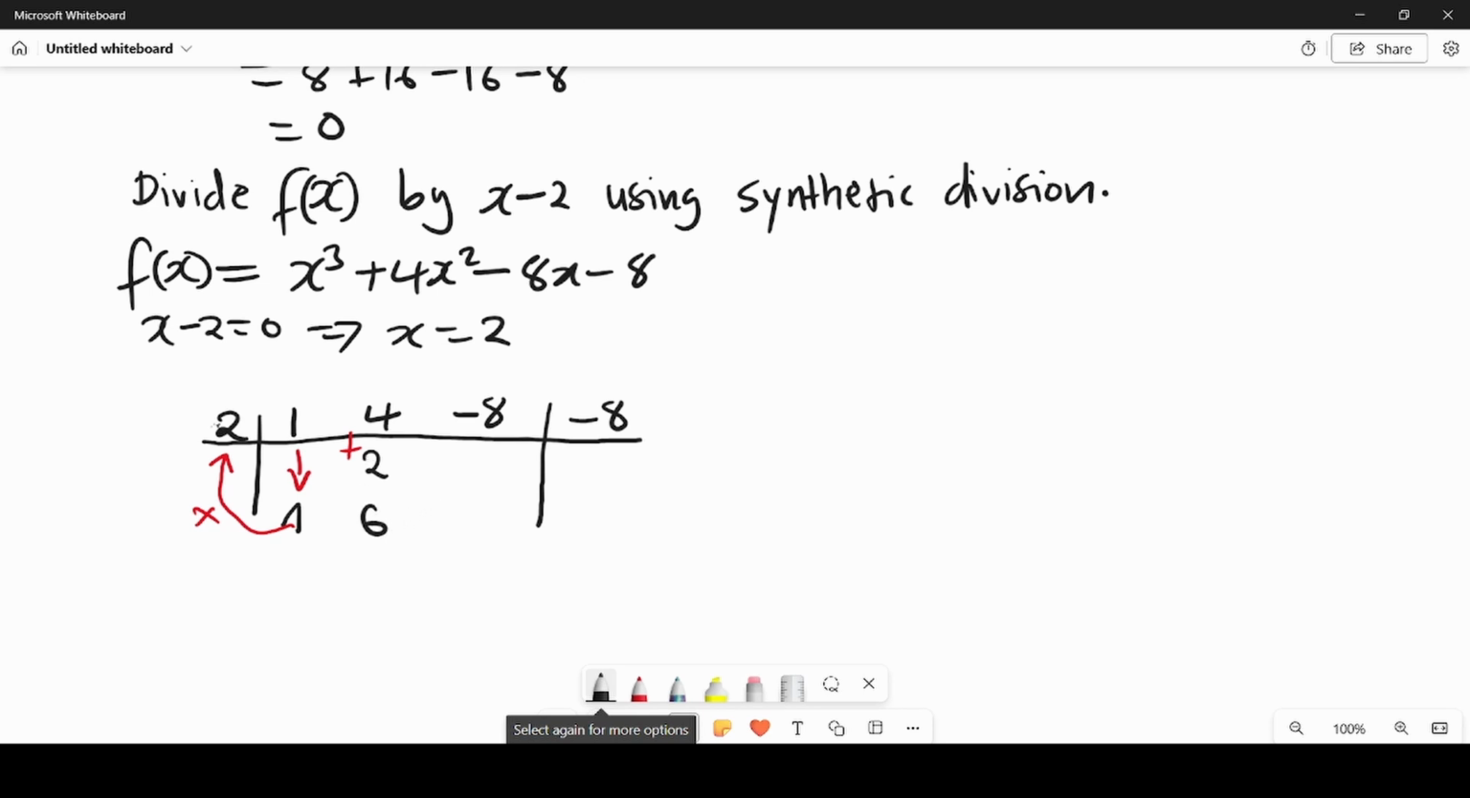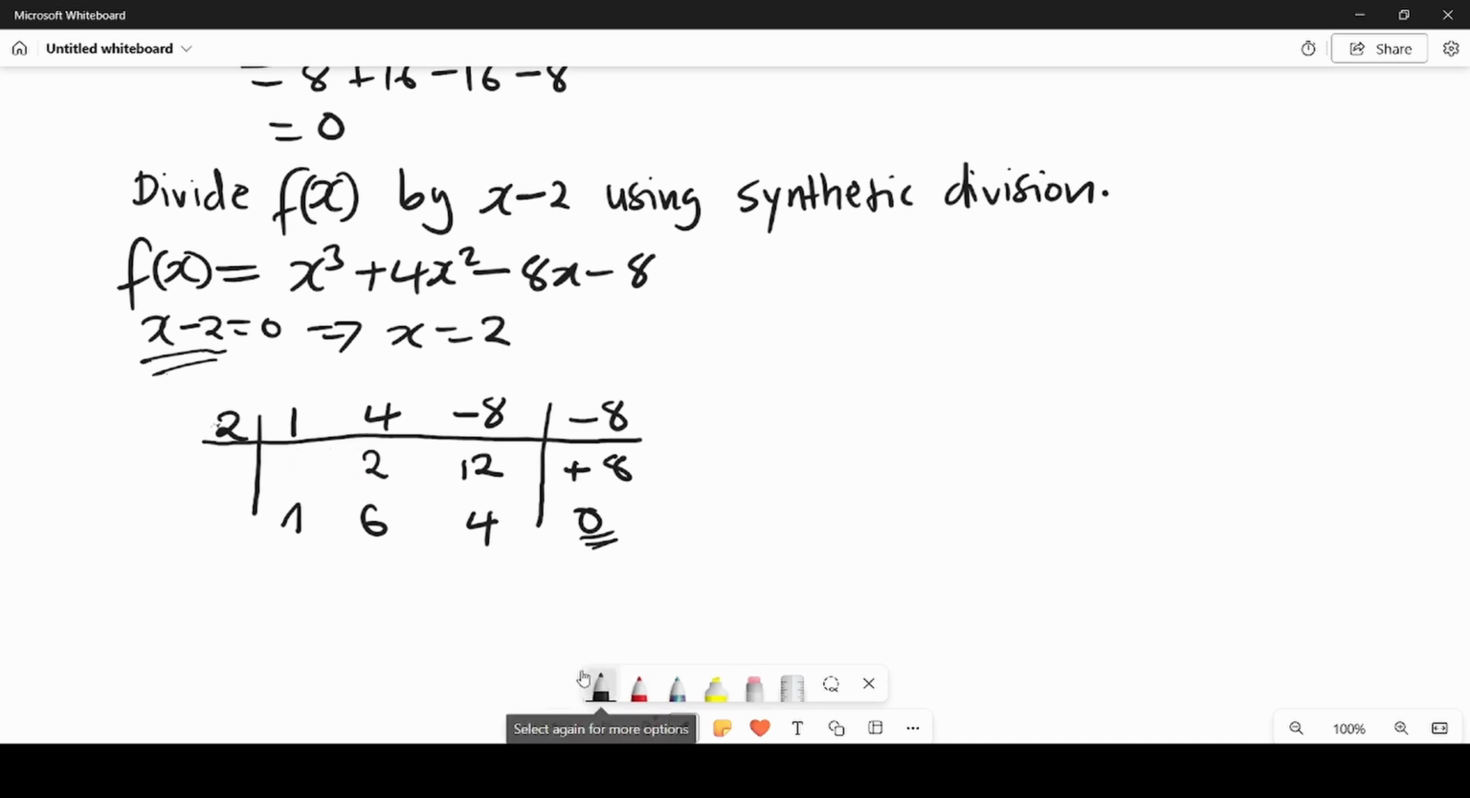You get a 6 there, and then you multiply again. 6 times 2, you get a 12. Write a 12 there. Then you add negative 8 plus 12, you get a positive 4. Then this positive 4 times this 2, you get positive 8. Then negative 8 plus 8, you get a 0. Here you should always get a 0 whenever you are dividing by a factor, by the remainder and factor theorem.